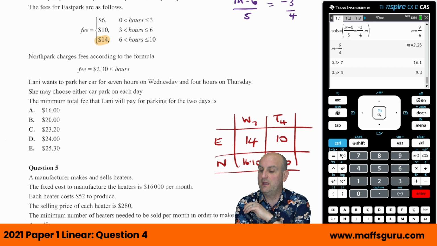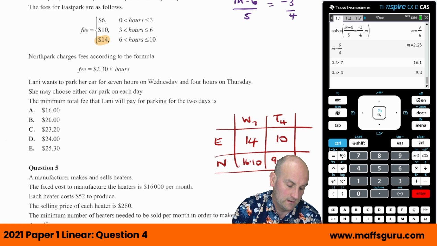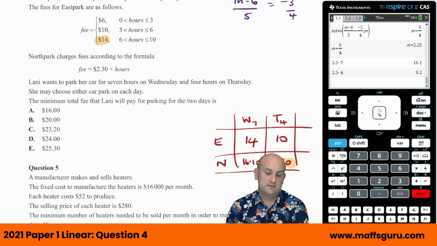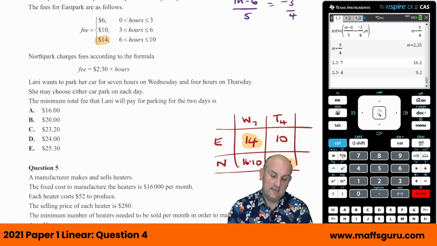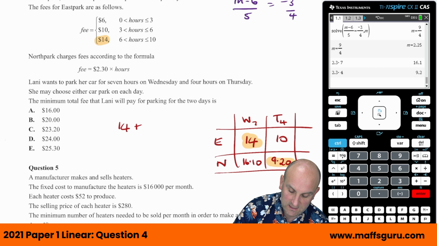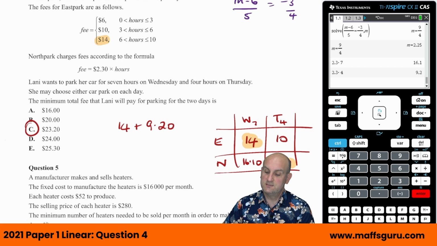So then I said, okay, what was the cheapest to park in on a Thursday? Well, the cheapest would have been at the North Car Park. What was the cheapest on a Wednesday? That would have been the East Car Park. And so when you add those two values together, when you do 14 plus $9.20, you get $23.20. So I suggested C was my correct answer.